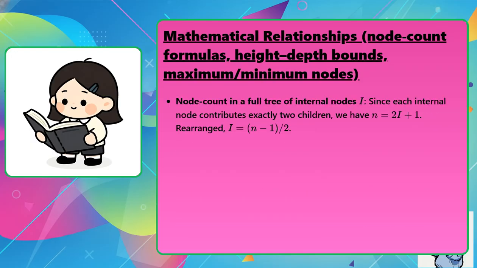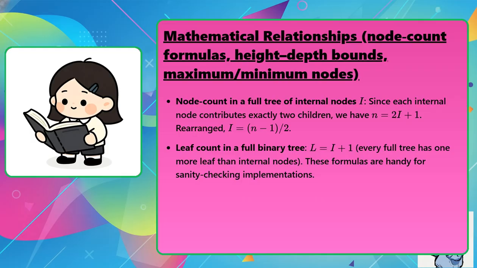Node count in a full tree with I internal nodes. Since each internal node contributes exactly 2 children, we have n = 2I + 1. Rearranged, I = (n - 1) / 2. Leaf count in a full binary tree: L = I + 1. Every full tree has 1 more leaf than internal nodes. These formulas are handy for sanity checking implementations.